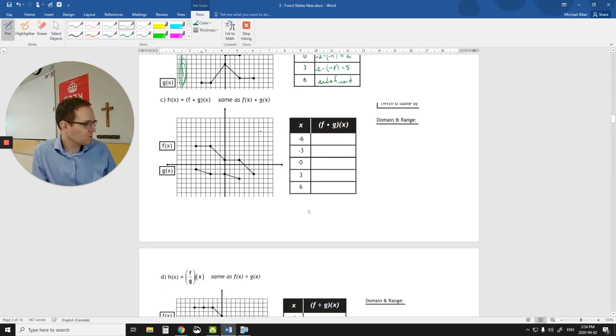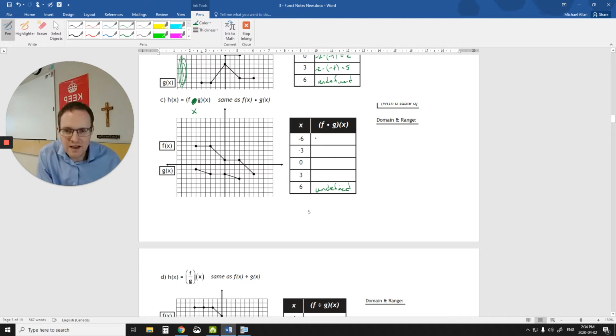Now the same thing goes with multiplying. So this is a solid dot. It's a solid dot there. So I'm multiplying these two things together. If they're undefined, like over here on the right side of the graph, we're at -6. If it doesn't exist, undefined times anything is still undefined. So now you're just multiplying these values out.